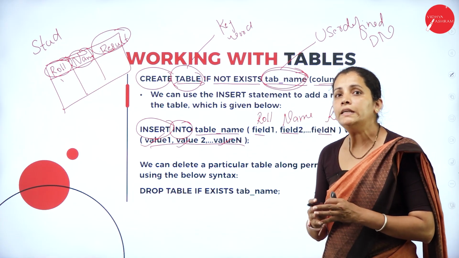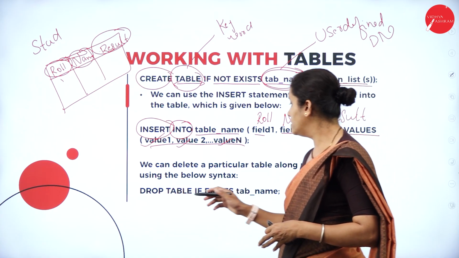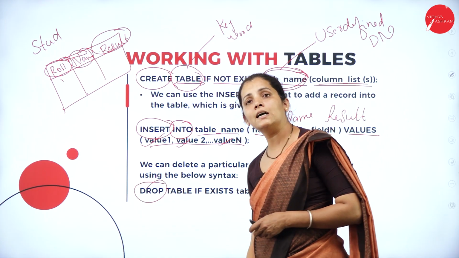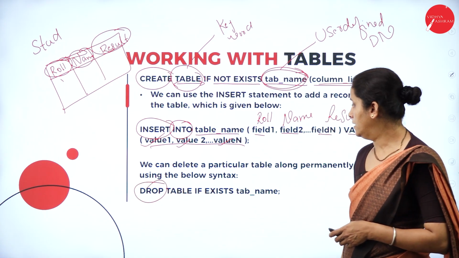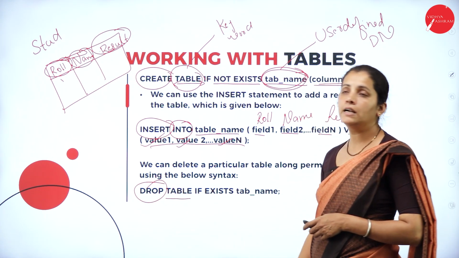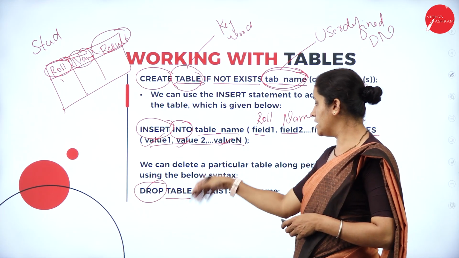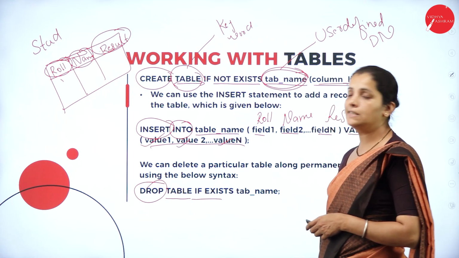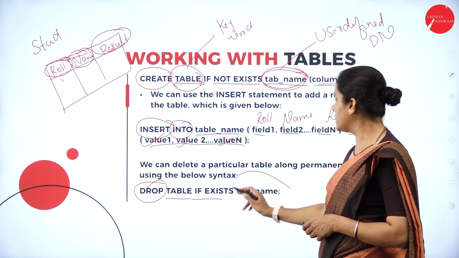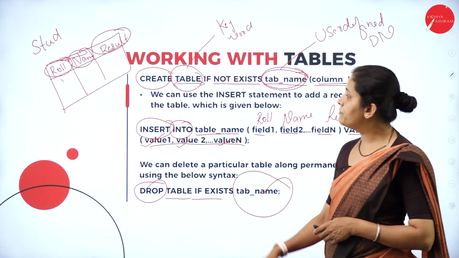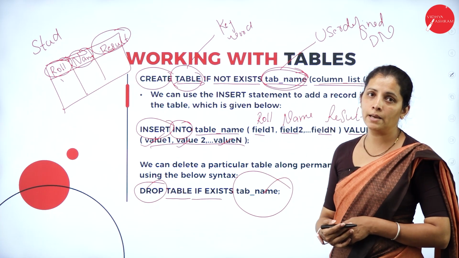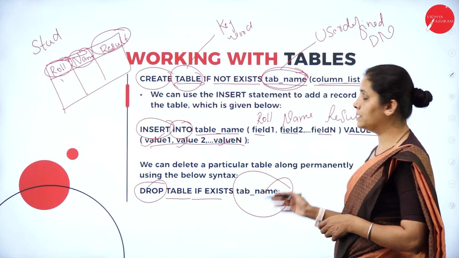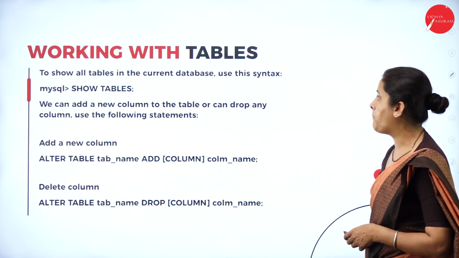Suppose I want to delete a table, what's the command? I'm going to use the command called drop. Then I'm going to specify table, which is a keyword, if exists, and I'm going to write the table name. So if I consider this example, what's my table name? Stud is the table name.